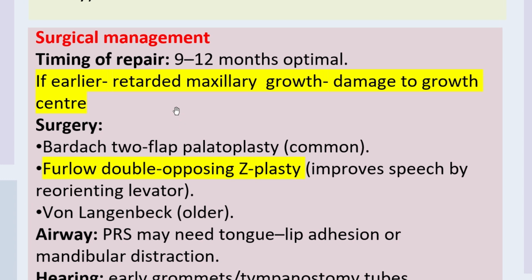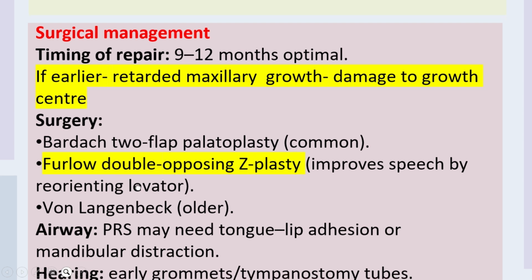And this is because it is believed that as you do the surgery, there is damage to the growth center of the maxilla. So we may have a small maxilla, and this is going to affect a bit of things, even the cosmetic and the dental, or the child will develop dental issues.